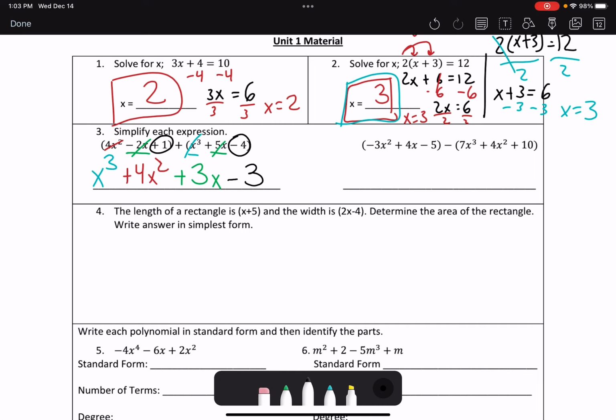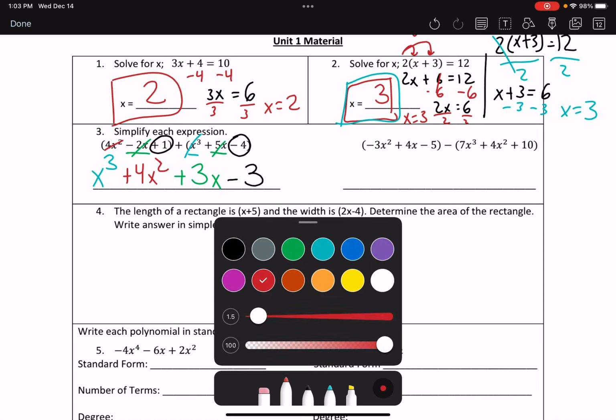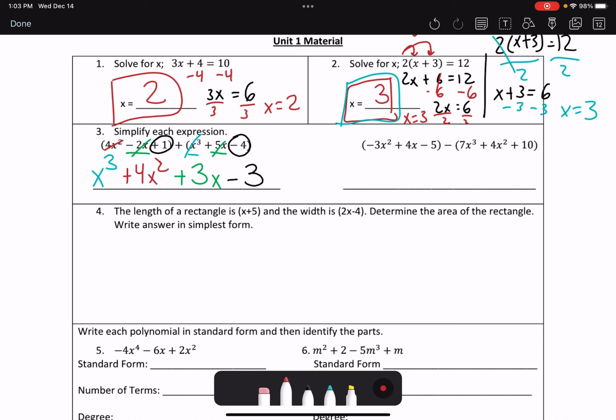For number 2, we're going to have to do a little bit more, because I've got negative 3x squared plus 4x minus 5, but now I'm subtracting 7x cubed plus 4x squared plus 10. I want to do the opposite of subtracting, which is addition, because subtraction can just get messy. You can lose that subtraction sign.